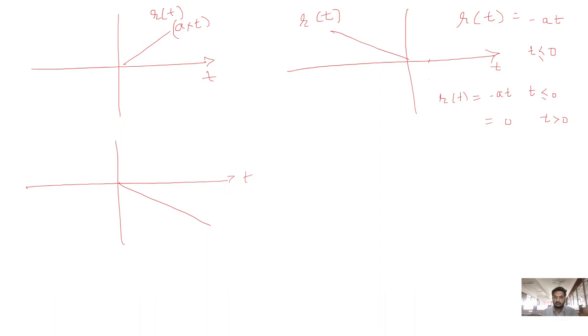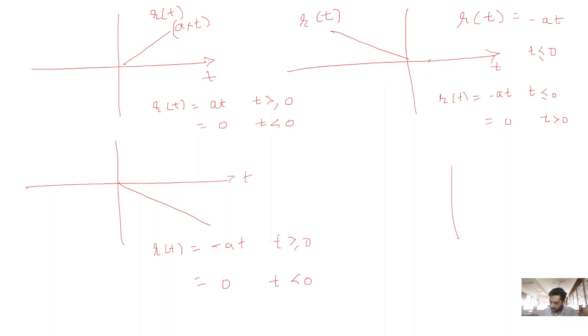Minus a t. And here also, for this there is a condition: r of t is equal to a t, provided that t is greater than or equal to 0, and it is going to be 0 for t less than 0. In this case, can anyone help me? What is the value of r of t? Minus a t. That's it. T greater than or equal to 0, and it is going to be 0 for t less than 0.